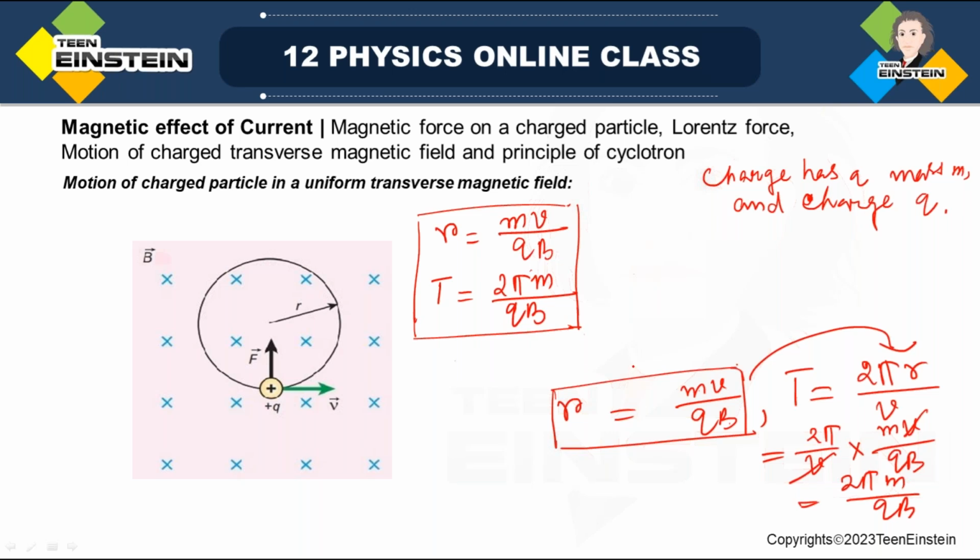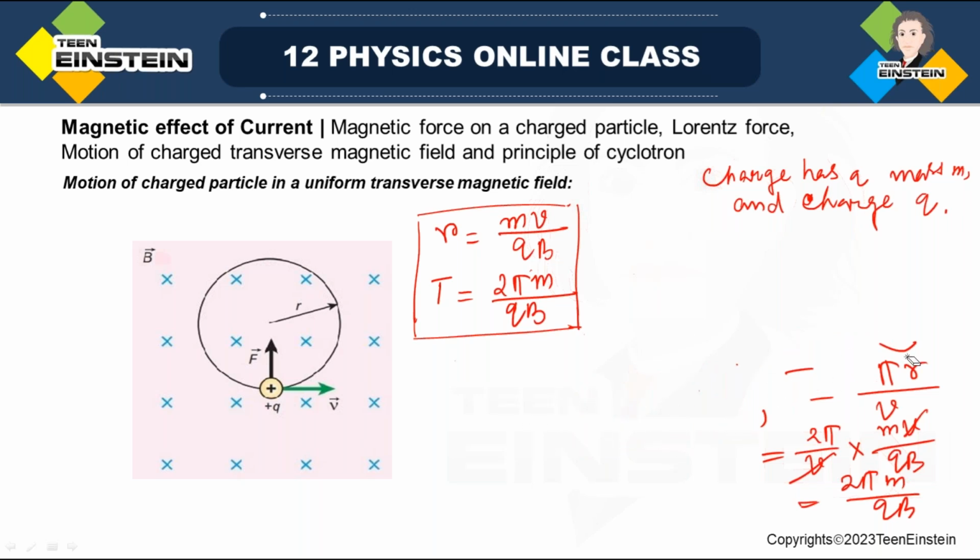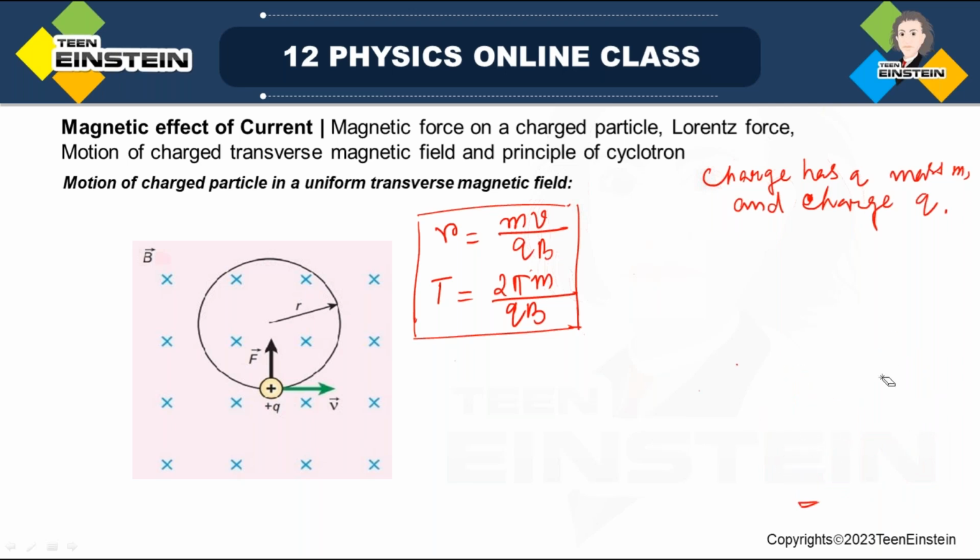Now what will the frequency be? Frequency can be found out. The frequency of revolution will be 1 over T, which means qB by 2 pi m. So these are the parameters you may have to calculate or find out in your exam.